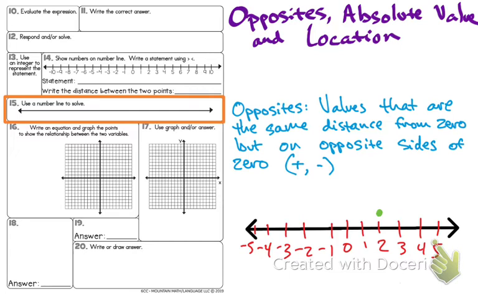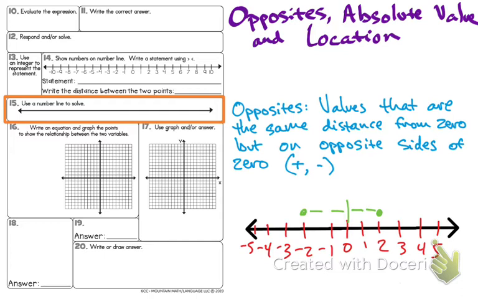Well, if 2 is positive, I can think about what's the opposite value, which is negative, so it's negative 2. And we also described that opposites are values that are the same distance from 0, but on the opposite sides of 0. So I can just count and see that 2 was 2 spaces from 0, and negative 2 was also 2 spaces from 0, so we found the opposite of 2.